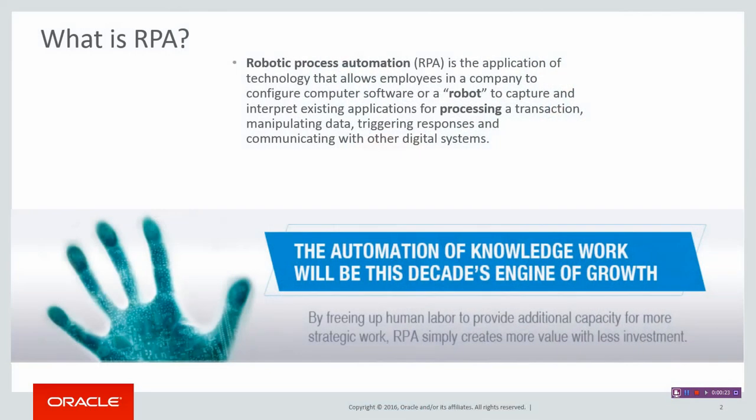So what is RPA? In simple terms, it's an application of technology that allows employees of a company to configure computer software or a robot to capture and interpret the existing applications for processing a transaction, manipulating its data, triggering responses, and communicating with other systems.